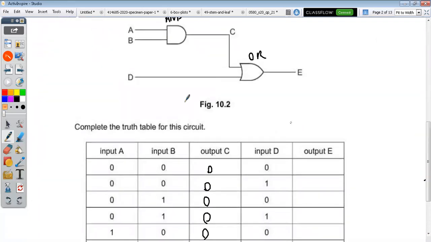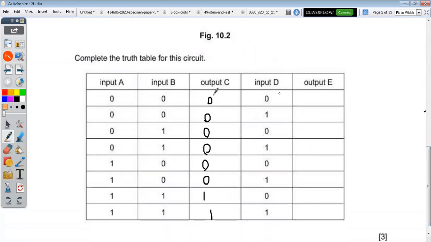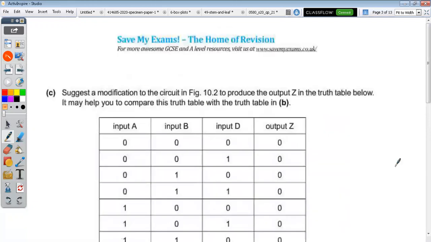Then they've given you the inputs that are coming from D. So look at this. From this we are getting C and D. C or D. OR gives an output as long as one of them is on. As long as one of them is on, this is on. One. Off. One. Off. One. One. One. One. So it's actually that easy. Is that clear? No, it's clear, sir.